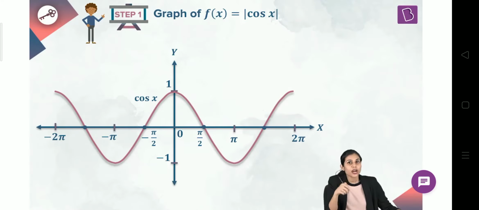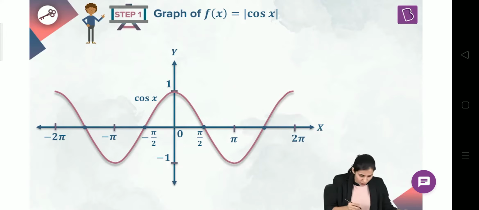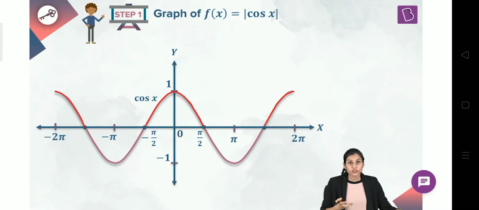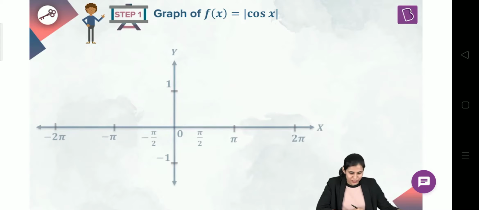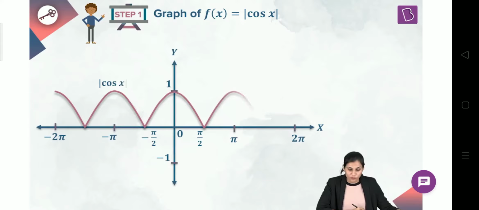How to obtain the graph of mod cos x from the graph of cos x? We've learned that, well, retain the portion of the graph of cos x which is on and above the x-axis. And the portion which is below the x-axis, just vertically flip it about the x-axis. Let's do that. Okay, so this is how I get the graph of mod cos x with me.